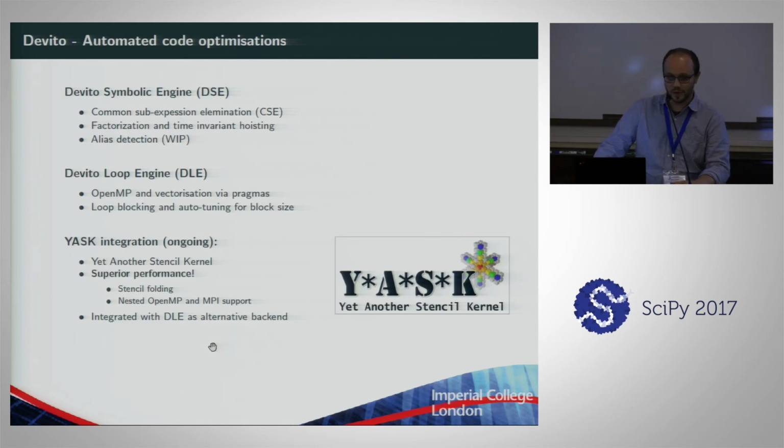There's some more cool stuff happening. We're trying to integrate some more powerful stencil optimization backends like YASK, yet another stencil kernel, which is an Intel product. It's a pure stencil optimization DSL that doesn't know anything about finite difference math, but is really, really good at making stencil kernels fly, and it's better than our backend. We're trying to build this as another backend.